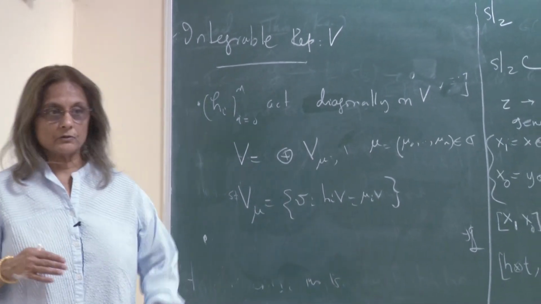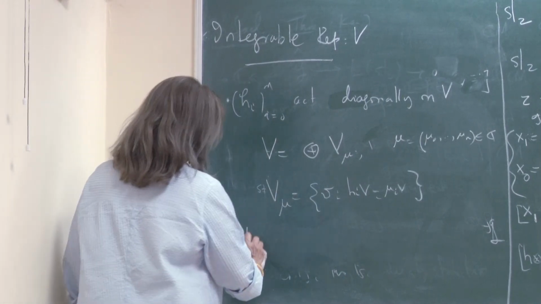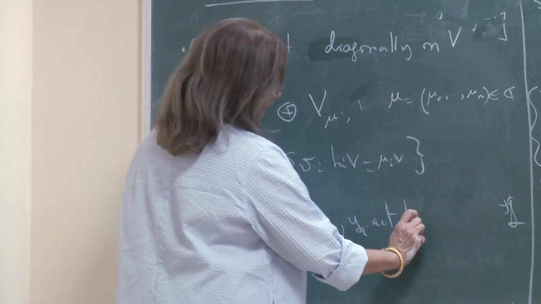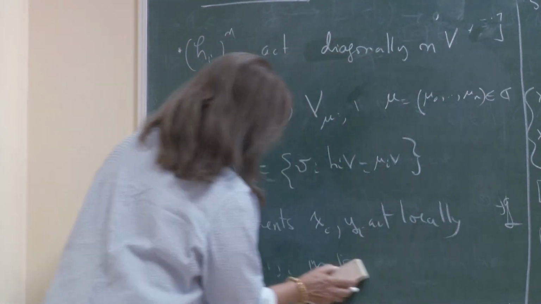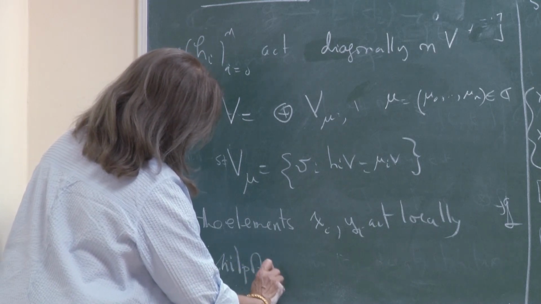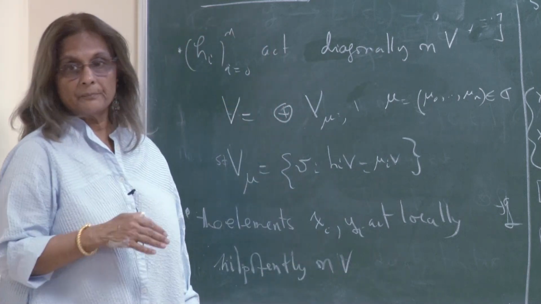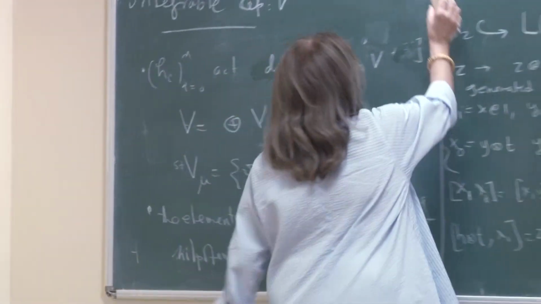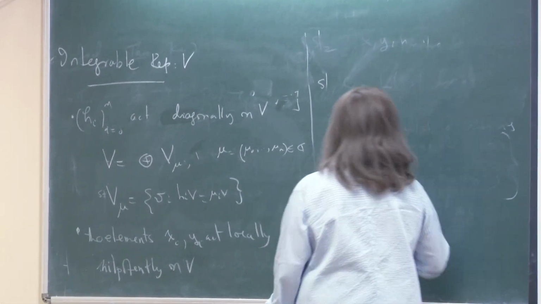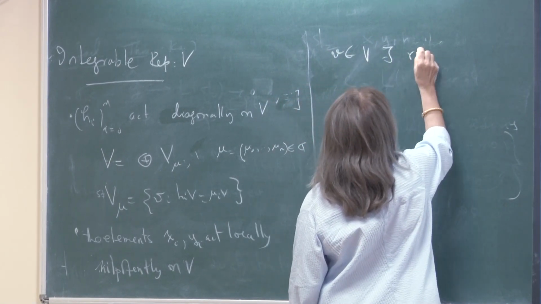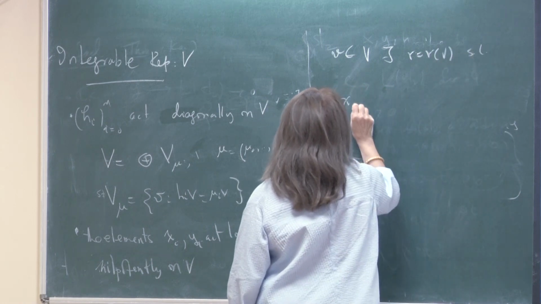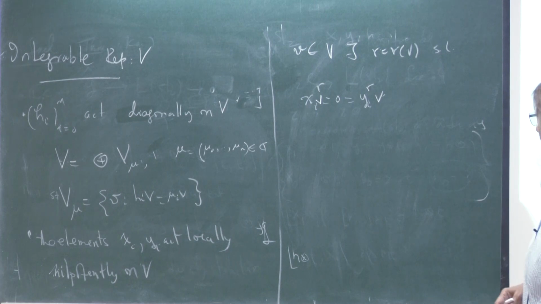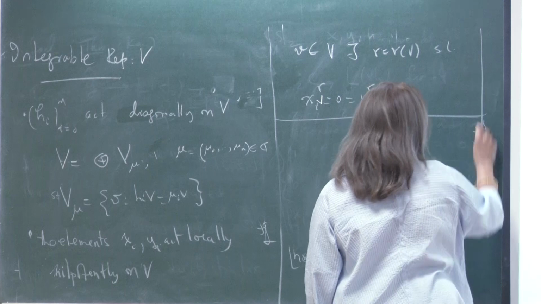And then there's the condition of local nilpotence, which will allow me to lift my operators. That is, the elements x_i and y_i act locally nilpotently on V. Nilpotent means a fixed power kills the entire vector space. Locally nilpotent means that for every vector there's some integer which will kill it, right? So for all v in V, there exists some integer r depending on v such that x_i to the power r equals 0 equals y_i to the power r on v. Okay? The r can vary with the v.